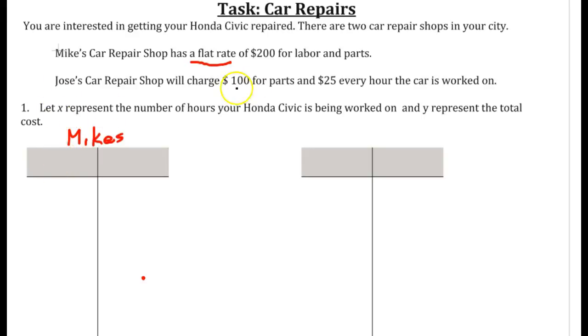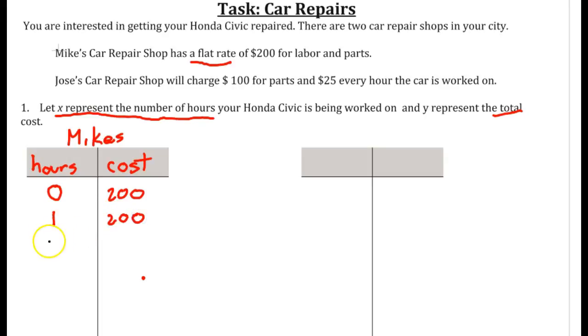So if we look at this again, let's label this carefully. It says X is the number of hours. Okay, so X is hours. And Y is the total cost. So we'll put cost here. So at 0 hours, just when they pulled in to get ready to start to work on it, it already costs $200, right? From the very beginning, just to start working on it. And then after 1 hour, it still costs $200. So it doesn't go up at all.